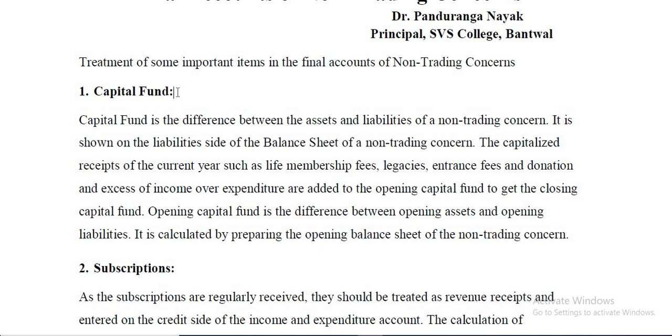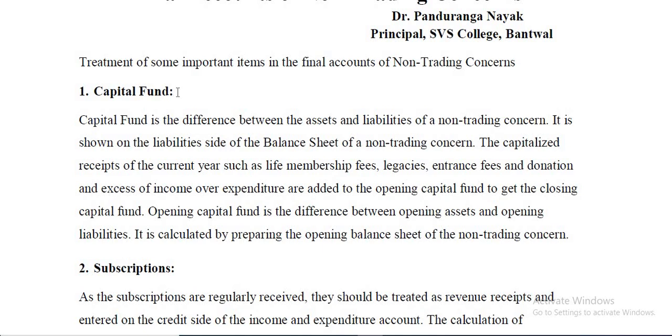The capitalized receipts of the current year, such as life membership fees, because it is received once in a way, once in the lifetime of a member. Legacies, that is the donation or gift received as per the will of the deceased person who is no more. Then entrance fees, amount collected at the time of entry of the member. Donations. So these are certain capital receipts and these are added up. And then this year's surplus, that is excess of income over expenditure, which you find in the income and expenditure account, are added to the opening fund to get the closing fund.